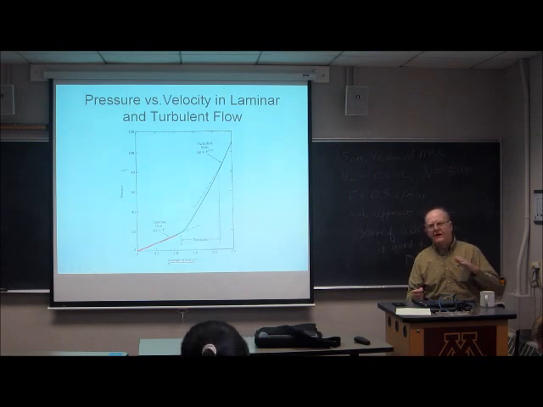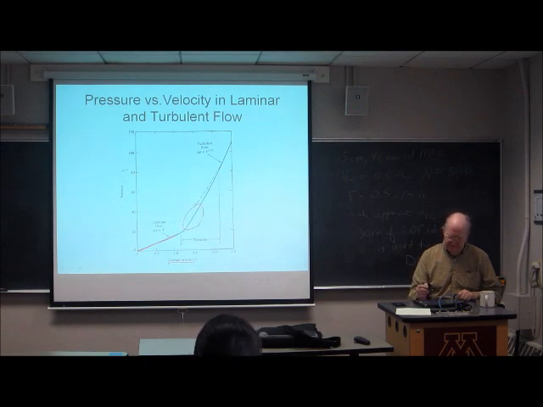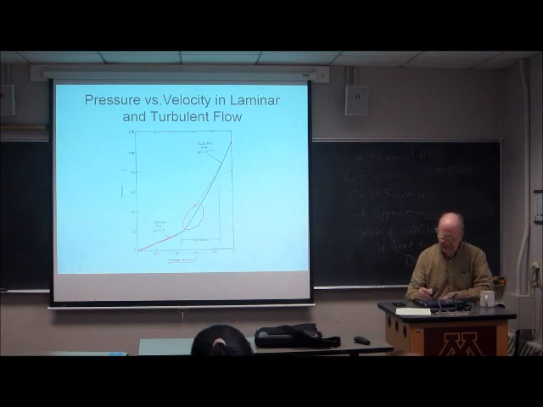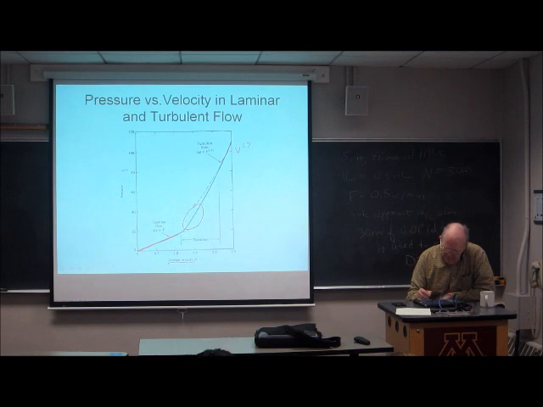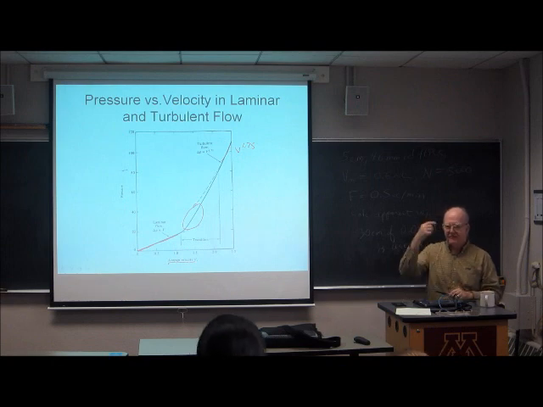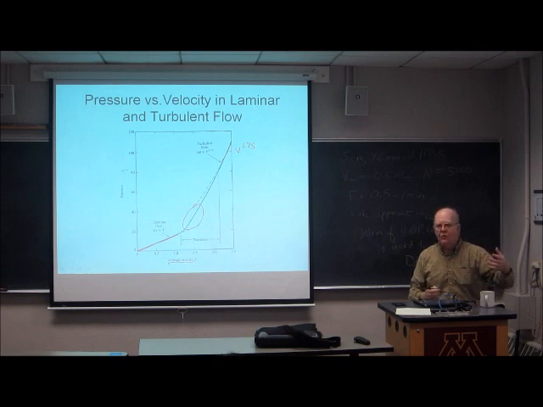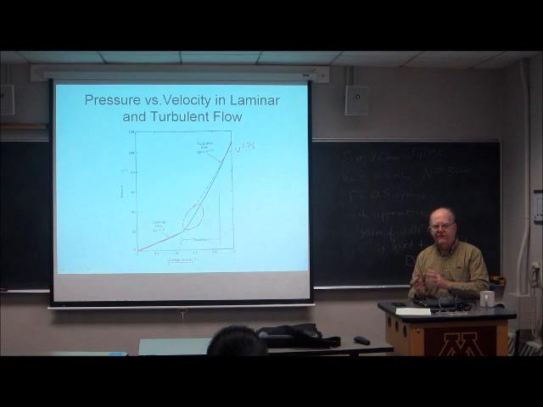But as you go to higher and higher velocity, this nice linear proportional relationship begins to disintegrate. And it curves over in this region, and ultimately it approaches this relationship, which is velocity to the 1.75 power. Which means that if you want to double the velocity, you have to increase the pressure 2 to the 1.75 power. So it costs you more work to achieve the same flow rate.